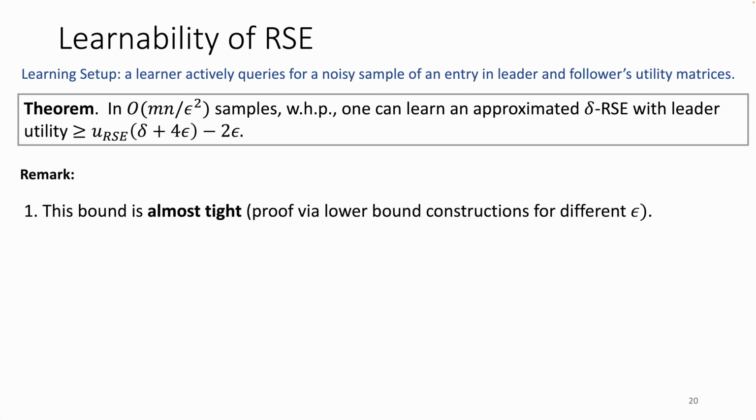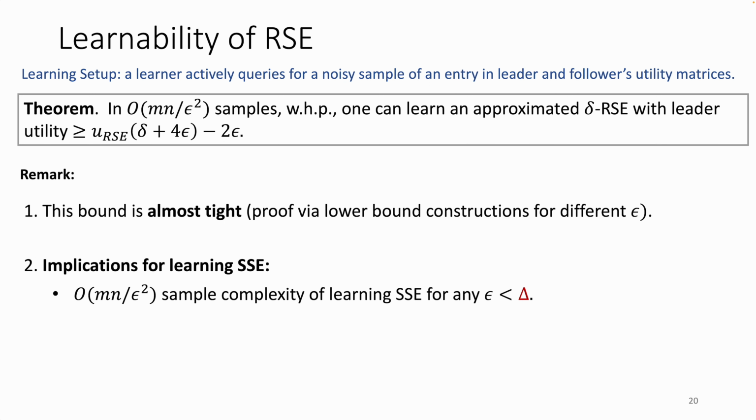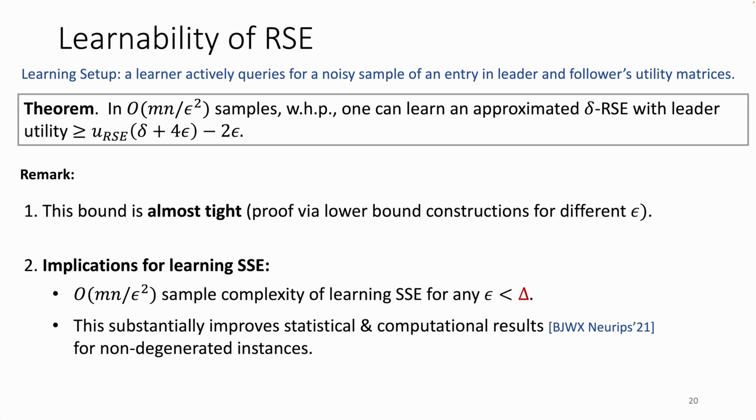We want to remark that this bound is almost tight, and we have a proof with a lower bound construction for different epsilon. Moreover, this has an implication for learning strong Stackelberg equilibrium. That is, we have this mn divided by epsilon squared sample complexity of learning SSE for any epsilon less than big delta. This substantially improves the statistical and computational results of previous work for those non-degenerate instances.